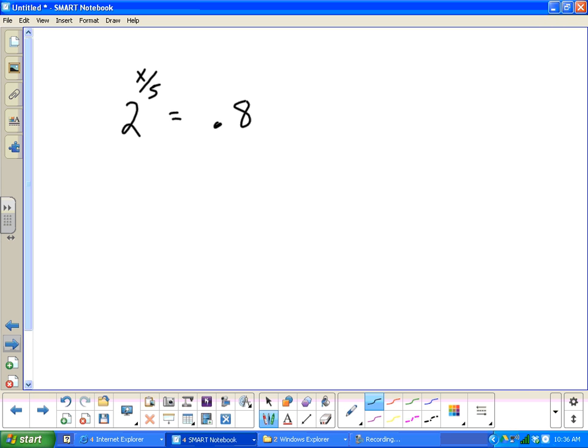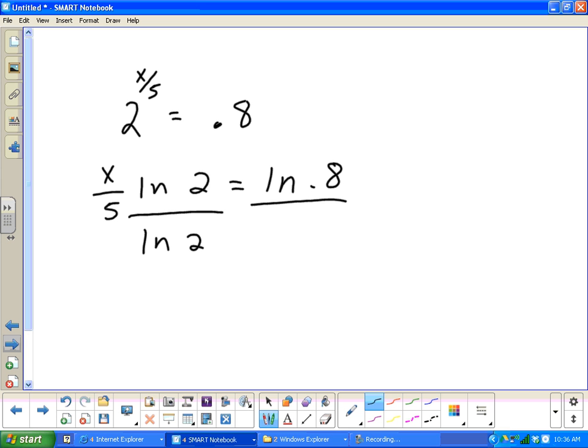All right, now listen to this one. So is that kind of like what you were talking about? Kind of like number 40 there? All right, so the base is isolated, so we go ahead and take a natural log on both sides. So when I take the natural log, that x over 5 is going to slide to the front, isn't it? We just go ahead and skip that step. Then divide by natural log of 2. Now natural log of 0.8 divided by natural log of 2.